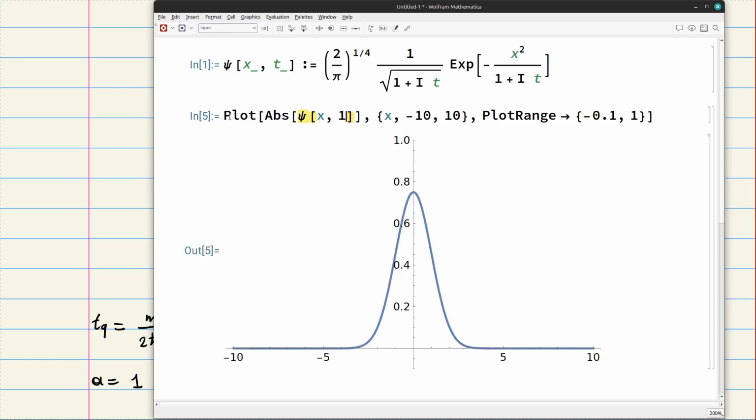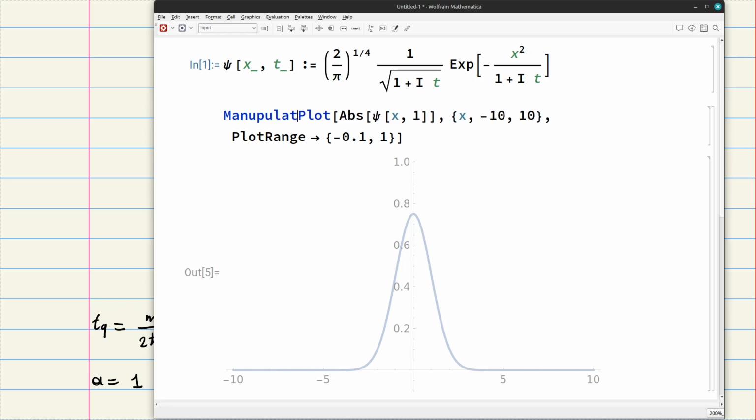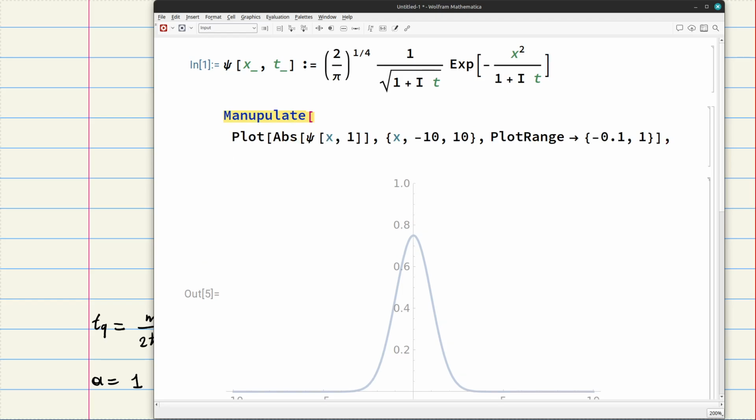And actually, let me try this Manipulate one more time. Manipulate. In my office, this works, but last time it didn't work here. And t, I want to call it t, from 0.001 to, I don't know, 10. And here I need to put t.